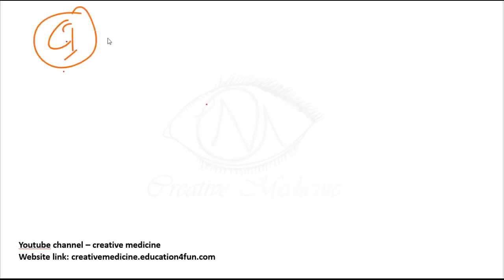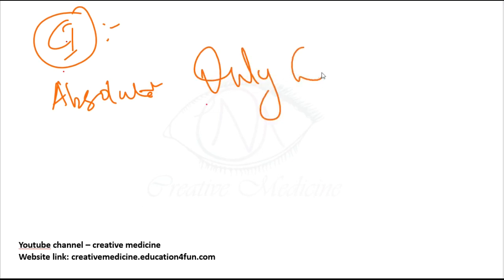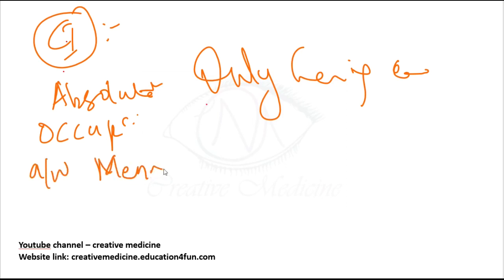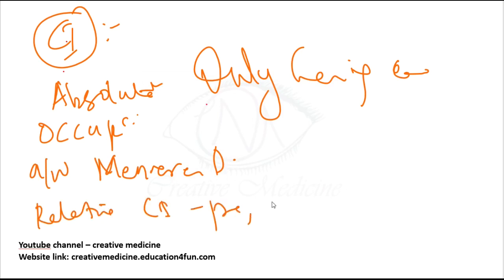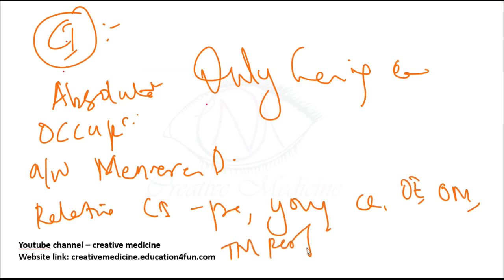Then what are the contraindications of surgery? The absolute contraindication for surgery is if there is only one hearing ear. Occupations like athletes, divers and air travelers, or those who work in a noisy environment should not undergo surgery. And if it is associated with Meniere's disease, then we should not do surgery. The other relative contraindications include pregnancy, young children, otitis externa, otitis media, tympanic membrane perforation, inner ear malformations, or exostosis. In all these conditions, surgery is contraindicated.